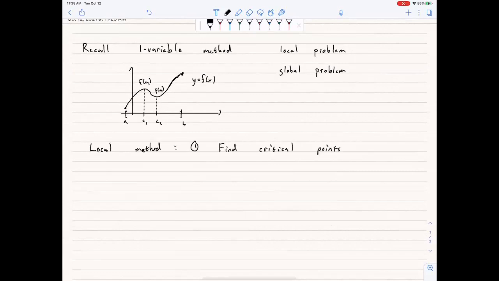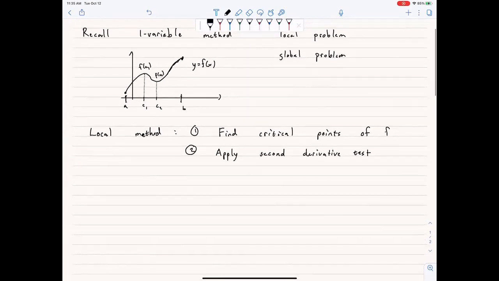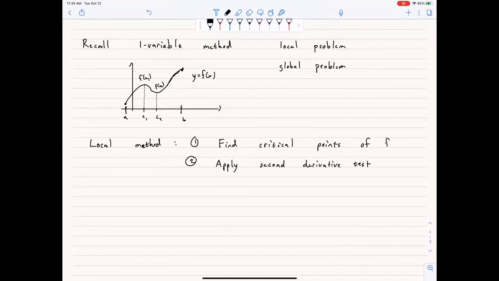The first step is to find the critical points of your function, f. The second step is to apply the second derivative test. Sometimes this test is not conclusive, so sometimes it doesn't give you the kinds of information you want, but okay. So this is the one variable approach. Now let's talk about two variables, or more.